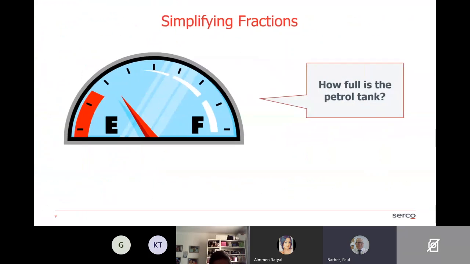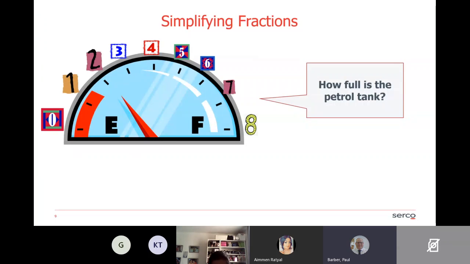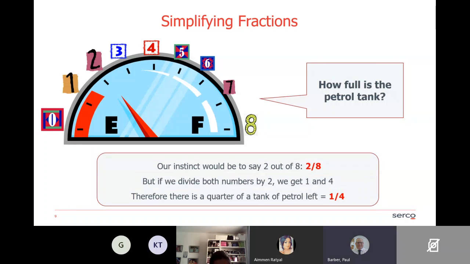Another example of this then, if we're looking at a petrol tank, and you might say, how full is this petrol tank? Well, the first thing we need to think of is the petrol tank goes from 0 up to 8. So the first line is 0, it's not going to be 1, and there's 8 different numbers all around there. Instinctively, we'd say, well, it's on 2, so it's 2 out of 8, which is correct.